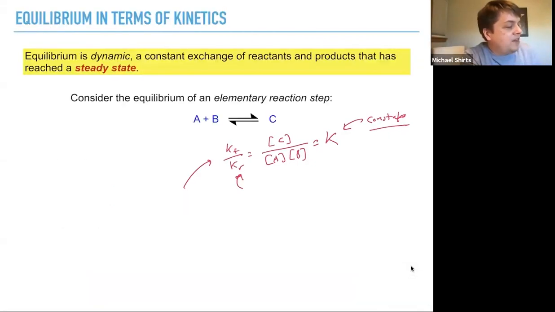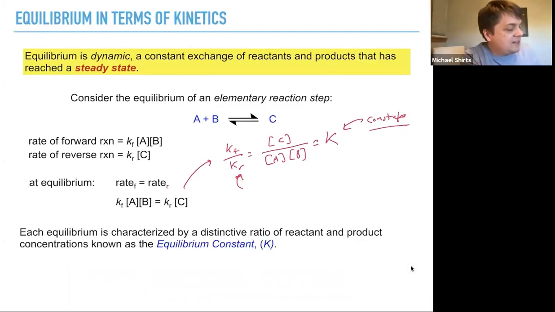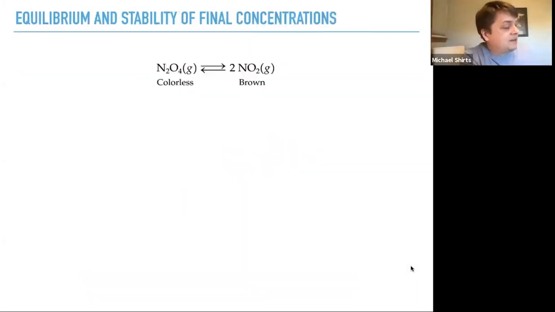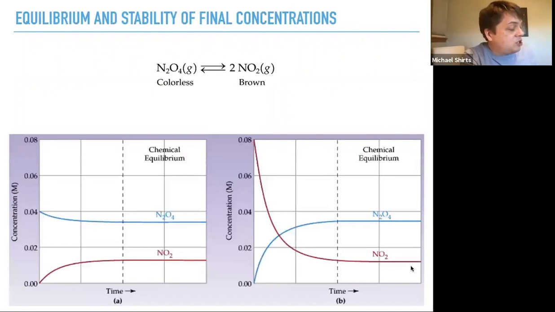Okay, so that's the main concept that we're going to be playing with: if we know the equilibrium constant, what more can we say about the system? So, equilibrium and stability of final concentration. For example, if I have N2O4 and NO2, and now I'm looking at the concentration of each of these as a function of time, I start the reaction with, say, no NO2 and 0.04 molar N2O4.